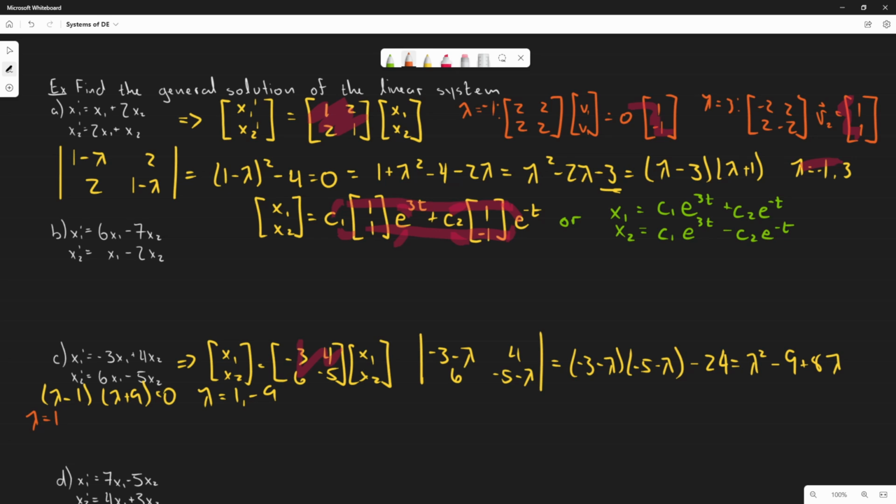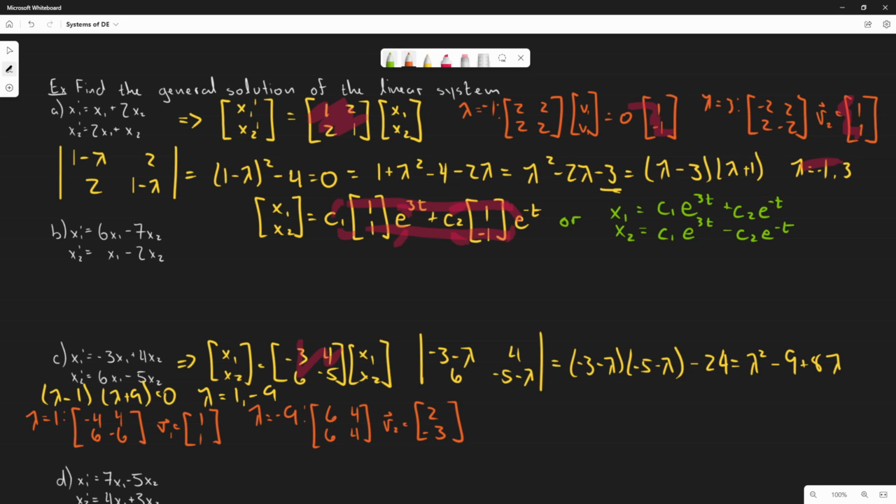When lambda is equal to 1, we'll get the matrix negative 4, 6, 4, negative 6. And so that eigenvector will just be 1, 1. And then for lambda equal to negative 9, this will just be 6, 6, 4, 4, so the eigenvector will be 2, negative 3.